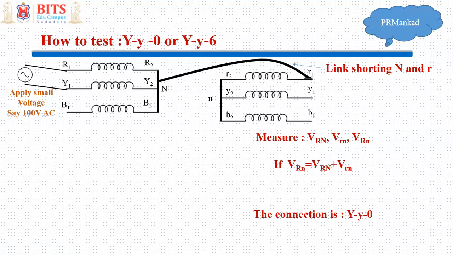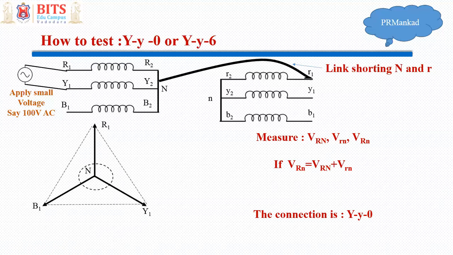How can I say that? I can very easily prove that. See, this is the phasor diagram of a primary side of the star connected transformer. If I have R and N, that is R1 and N connected together through a short link, that means now if the YY0 connection is there, phasor diagram is going to be there. The capital N and R, small r, are going to be the same point.